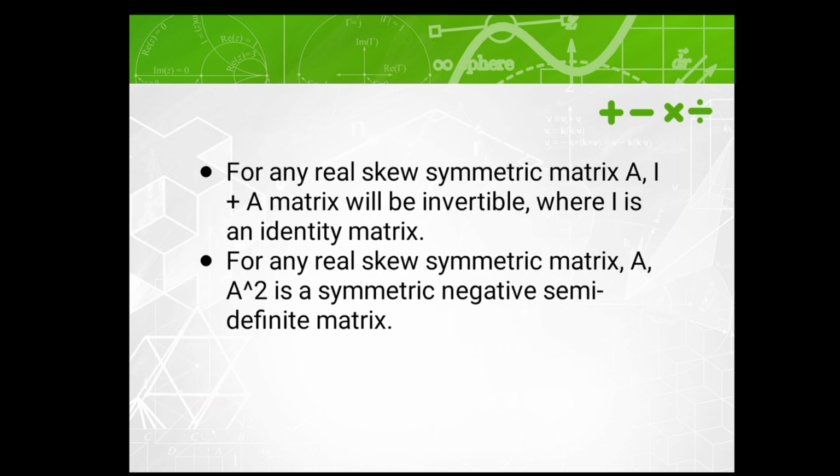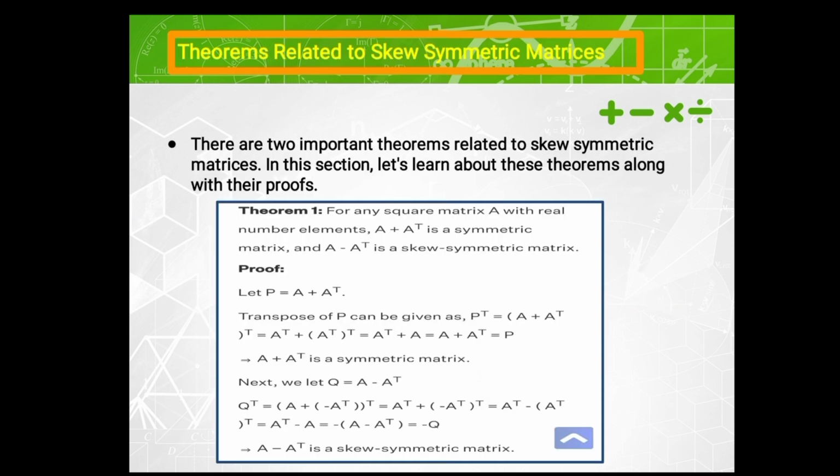Let's take a 2 by 2 identity matrix. 1 0 and 0 1 will be the rows of the 2 by 2 square identity matrix. This will be one of the properties. For any real skew symmetric matrix A, A square is a symmetric negative semi-definite matrix.